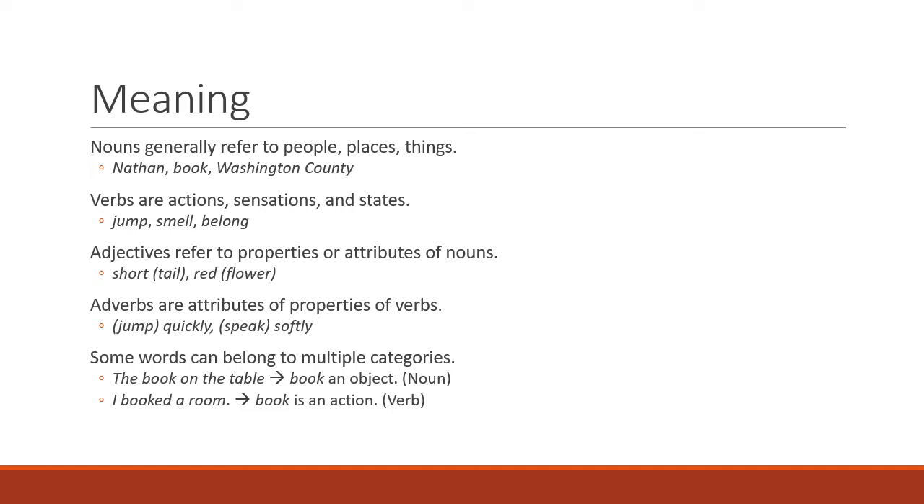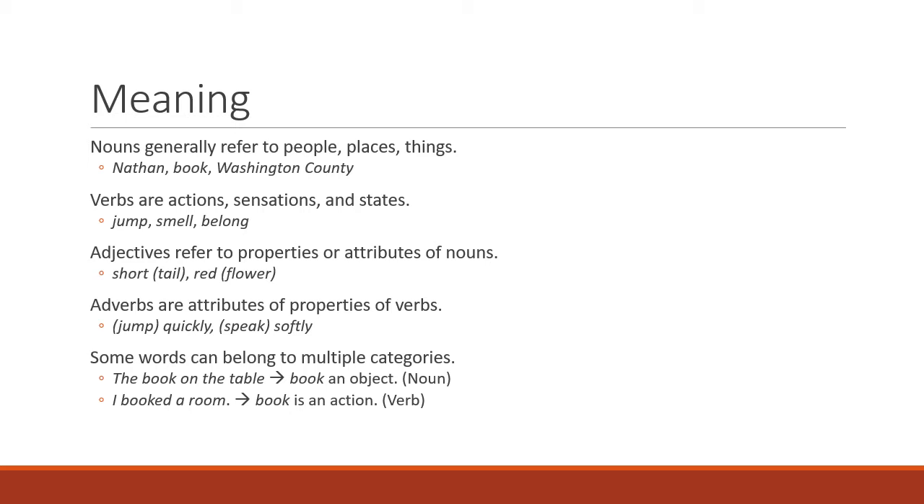So nouns generally refer to people, places, and things. That's one. When you're going with meaning, you want to make sure that if you're working with a noun, it's talking about a person, place, thing, or idea usually. A verb is an action, sensation, or state. An adjective refers to properties or attributes of nouns. They go with nouns. Adverbs are attributes or properties of verbs. They go with verbs.